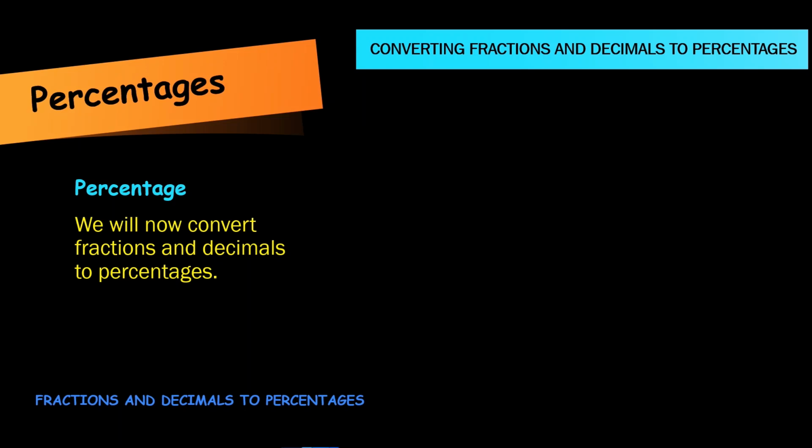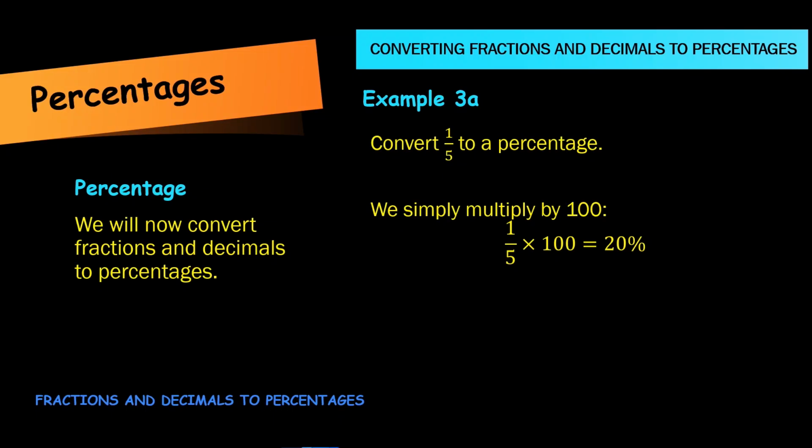Now we examine how to convert fractions and decimals to percentages. Let's take a look at an example. To convert 1/5 to a percentage, simply multiply the fraction by 100 to give 20%.